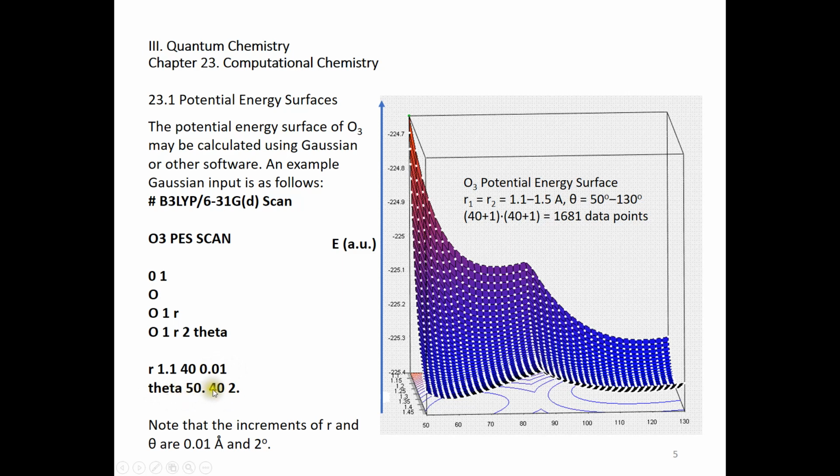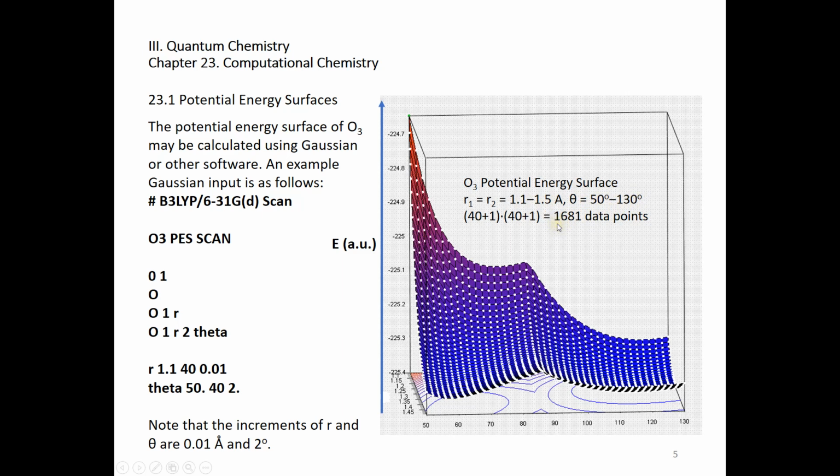So again, we're doing 40 increments here. Each increment is 2 degrees, so we're going to do 50 plus 80 degrees. In the end, that's 130. Just to summarize, I'm going to compute the energy of ozone when the bond distance is between 1.1 and 1.5, when theta is between 50 and 130.